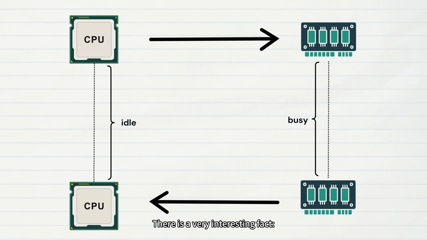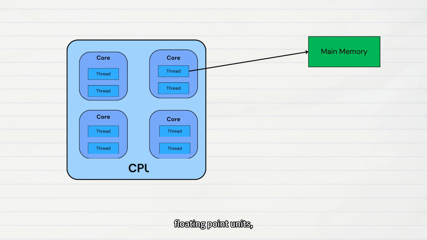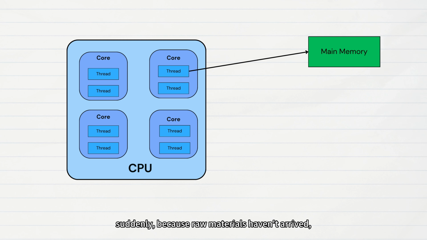There is a very interesting fact. Modern CPUs have a lot of computing resources inside. For example, integer arithmetic units, floating point units, load store units, vector units, pipelines, execution ports, and so on. These hardware components are very expensive. They take up a huge number of transistors. But when the program is waiting for memory, these hardware components may all be idle. It's like a factory with thousands of employees. Suddenly, because raw materials haven't arrived, all workers can only sit there idle. For CPU designers, this is a huge waste.